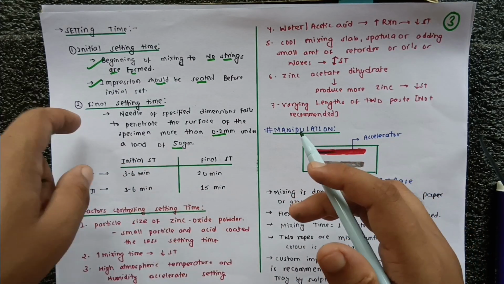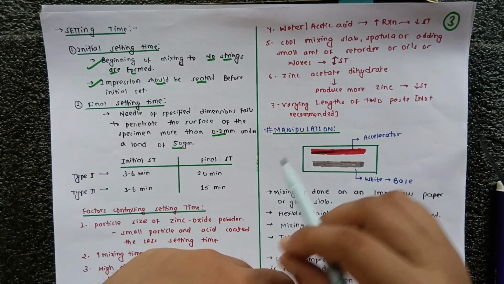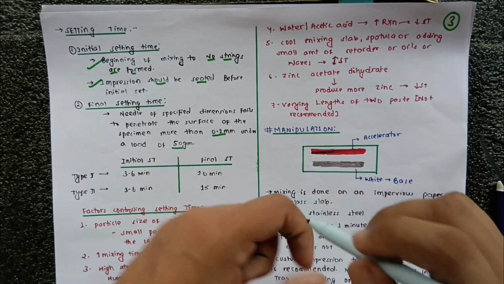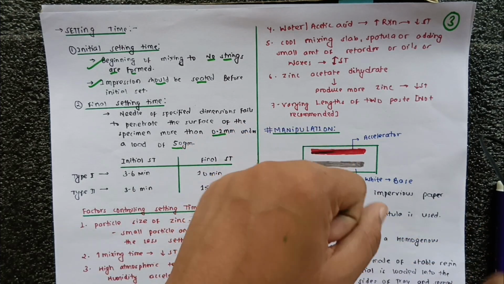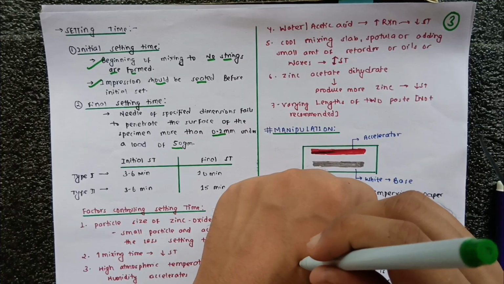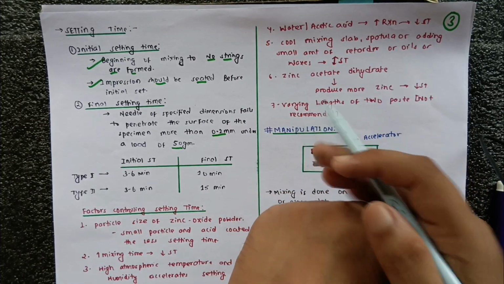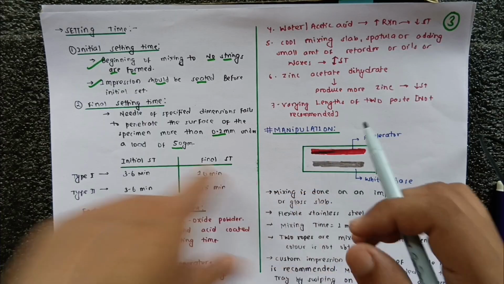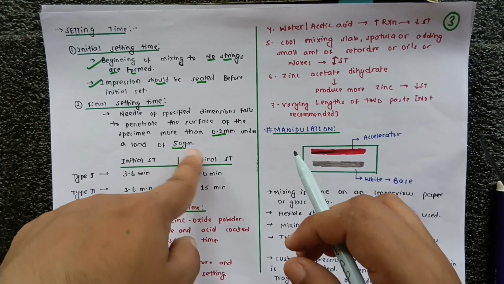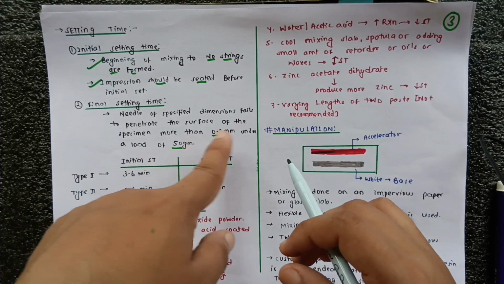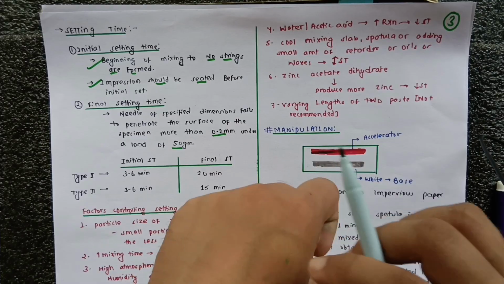How to know it has reached this final setting time is that we take a needle of the specified dimension and try to penetrate the surface. Just think this is a set mass and we penetrate it, but it is unable to penetrate the set substance, more than 0.2 mm under the load of 50 gram. So this dimension is important here.